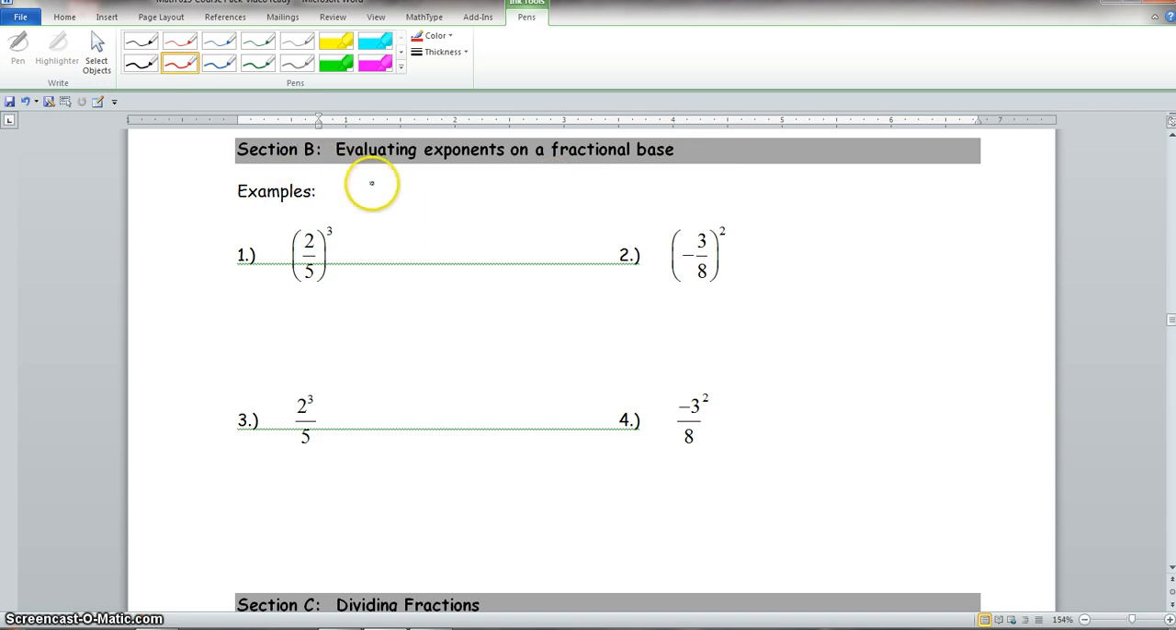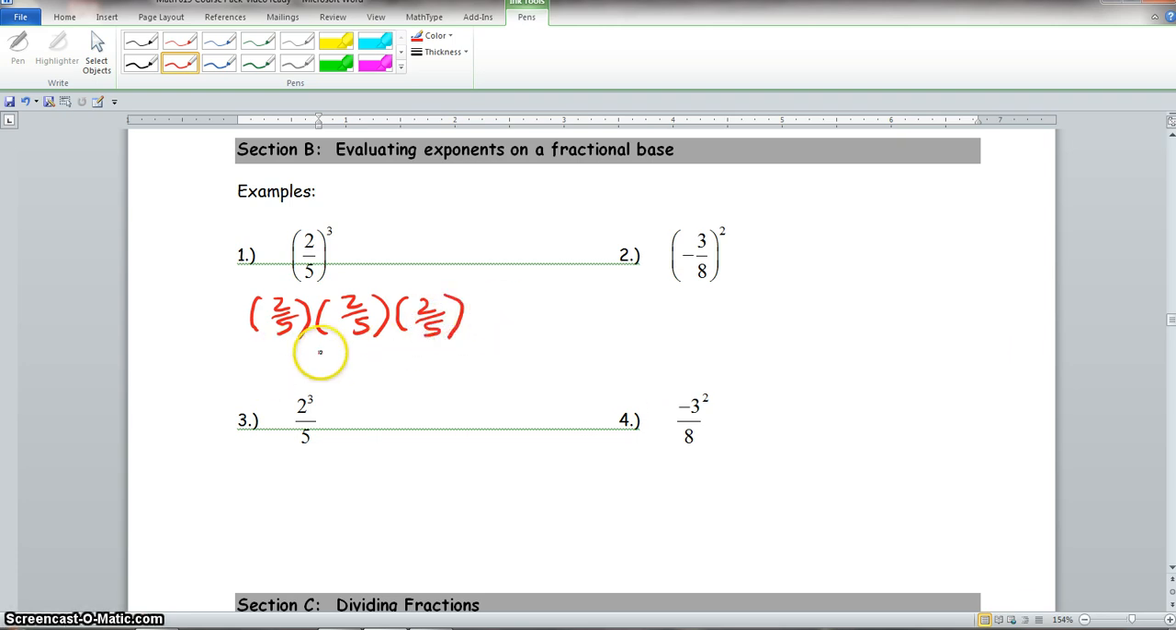Now we come to section B, evaluating exponents on a fractional base. Now if you notice here, we have this fraction in the parenthesis, and we have 2/5. Now remember in our order of operations, we always do what's in parentheses first, even before we get to this exponent. 2 and 5 have nothing in common, so this will remain 2/5. Now we have to take this parenthesis to the 3rd power. So this would be 2/5 times 2/5 times 2/5.